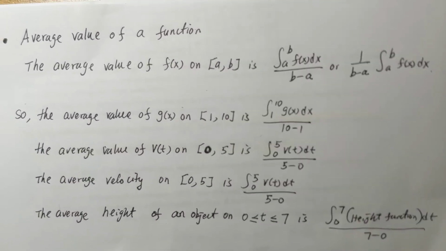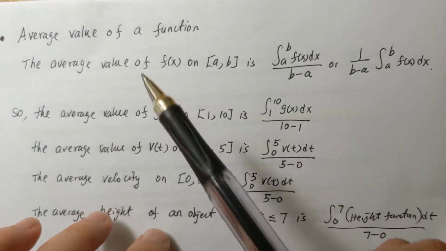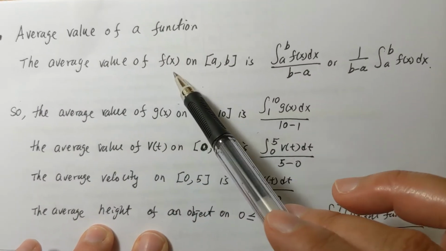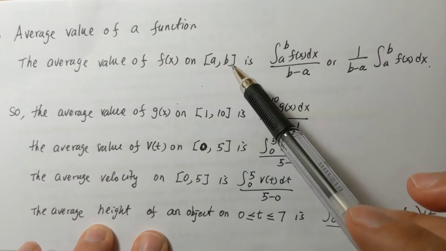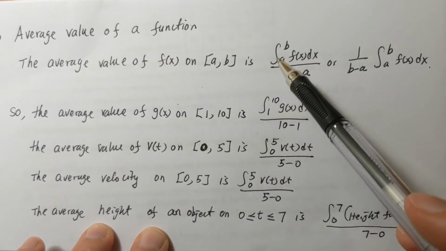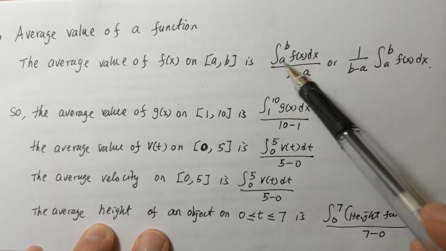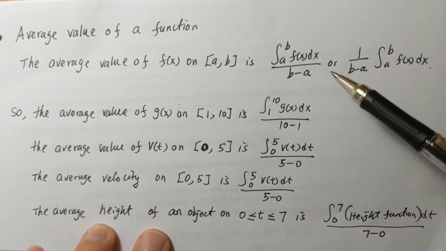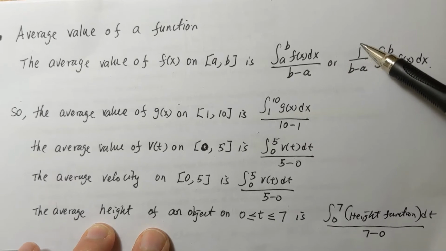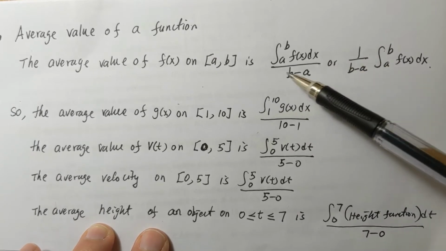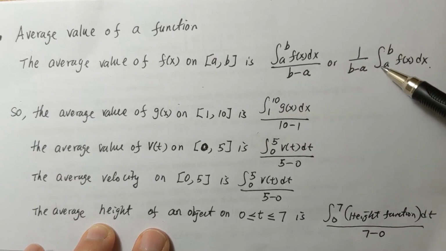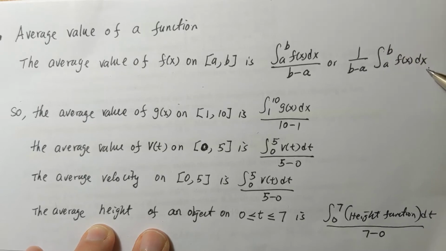Okay, let's continue to talk about the average value of a function. The average value of a function on the closed interval a to b is the integral from a to b of f of x dx divided by b minus a. You can also write this as 1 over b minus a, putting the fraction outside, times the integral from a to b of f of x dx.